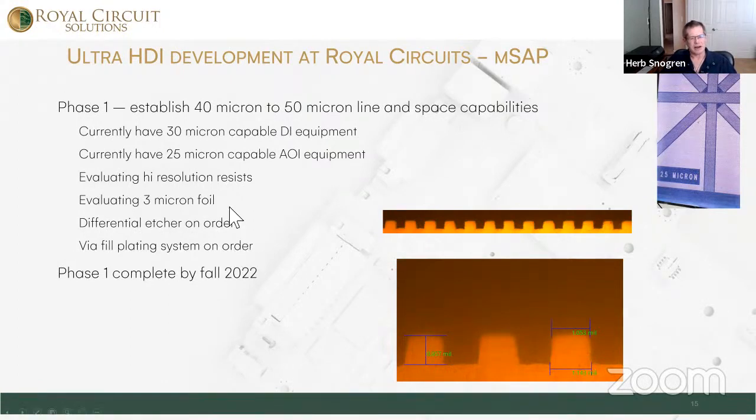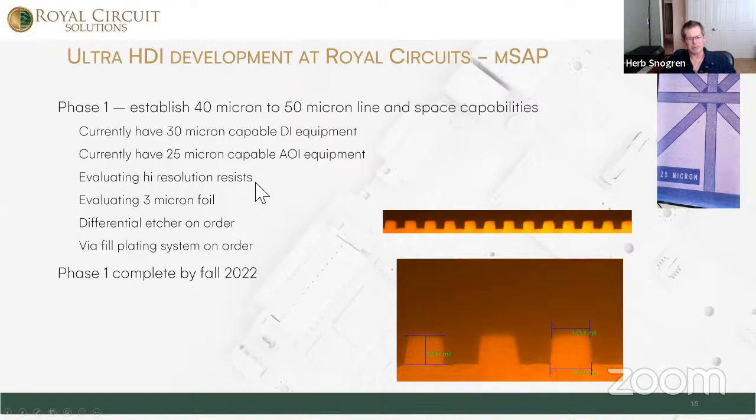So someone asked about the development at Royal. We're working on it now. We just started early this year. So we're in what I call phase one, and we want to be able to establish 40 to 50 micron line width and space capabilities for production. We've got some of the equipment to do that, with the direct imaging and AOI equipment.